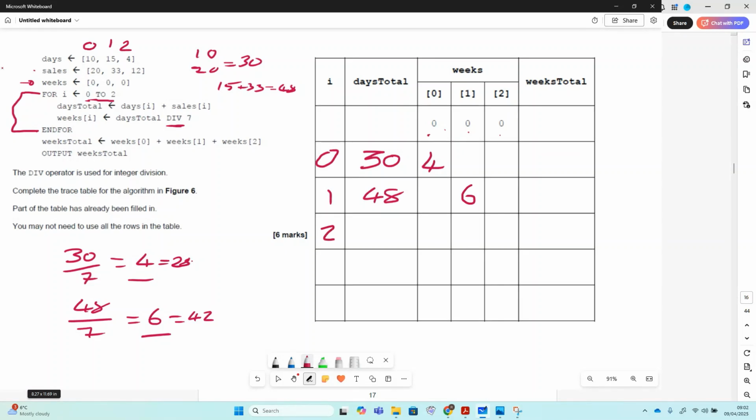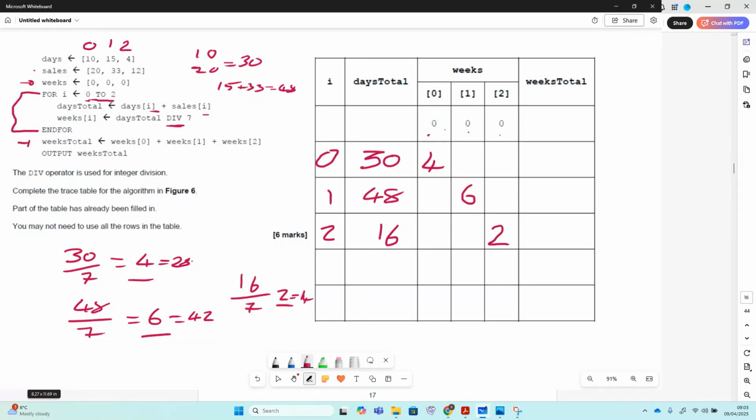So now we're at 2. So I's got to be 2. Days total gets days at I plus sales at I. Well, we're now at number 2, so it's 4 and 12. So that's 16. We are dividing by 7. 16 divided by 7, or 2 sevens are 14. So it's 2 we're interested in. So 2 is going in there. And now we get down to end for. We've finished the for loop now because I got to 2.